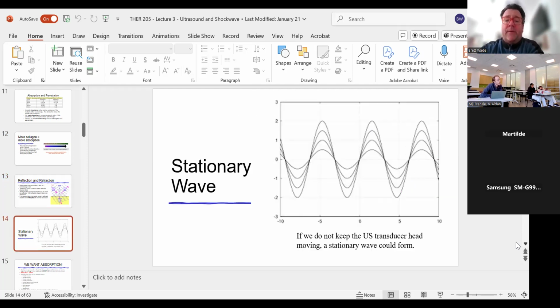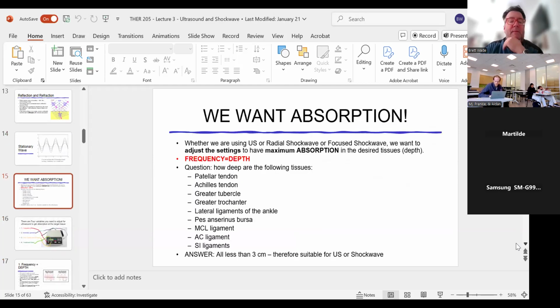Stationary wave, I do have a question on that for sure. Basically, the stationary wave is saying when waves are summated together, brought together, added together, they build up in their intensity. That can happen for a variety of reasons, but the most common reason in ultrasound is that if you hold the ultrasound head and don't move it, you can create a standing wave or stationary wave, same thing.